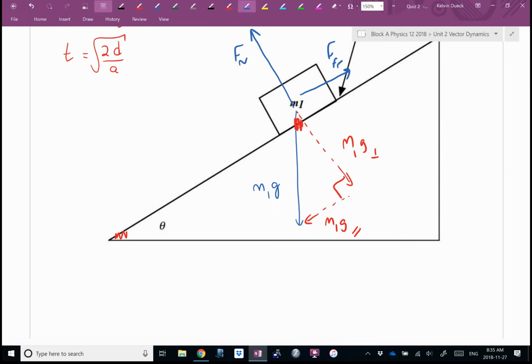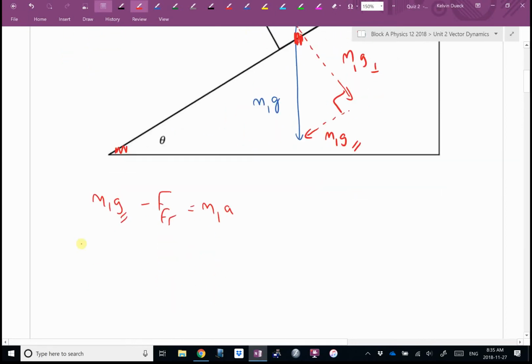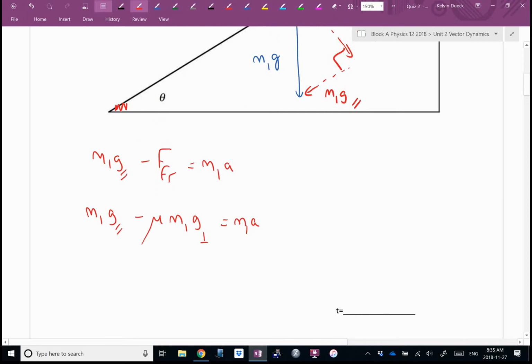Who's winning then? I'm going to say m1g parallel minus friction equals m1a. I'm going to say m1g parallel minus mu m1g perpendicular equals ma. Now, I've already noticed that my m1s are going to cancel. I can cancel them out on this line, or I can cancel them out on the next line. For some reason, I usually cancel them out after I bring in the trig stuff. I don't know why, but I just do. So it's one of the few times I write extra stuff.